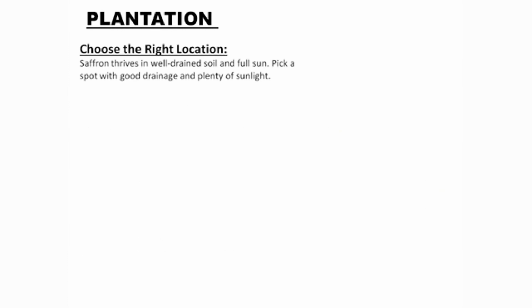We see the steps of the plantation one by one. Firstly, we choose the right location where we have to plant the saffron crops. It has well-drained soil and full sun. We pick a spot with a good drainage system and plenty of sunlight.